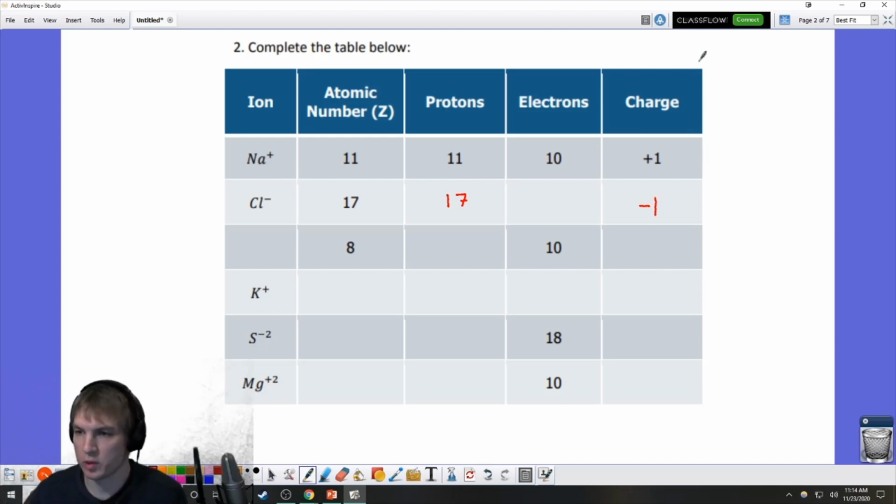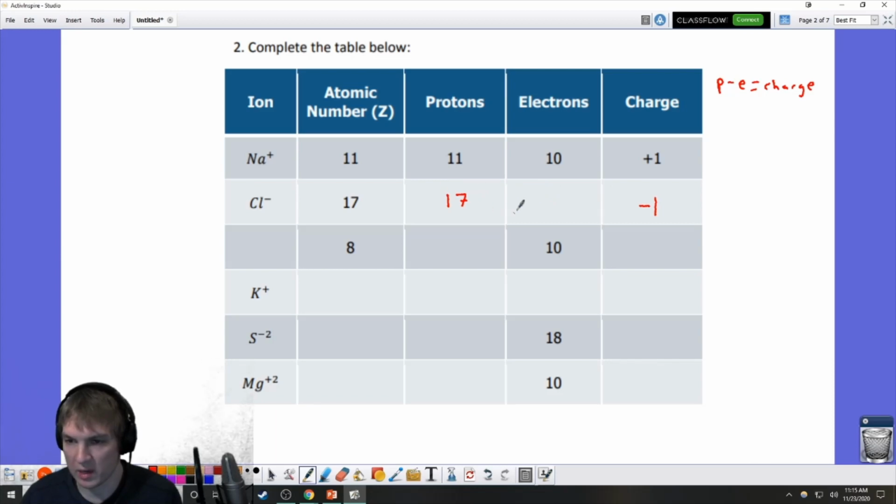Now remember, charge is always going to be protons minus electrons. So protons minus electrons equals charge. I'm going to put that here in the corner so that we remember it. So that being said, what number do we put here for the electrons in order to get -1 charge? We get 18 electrons. We know that chlorine is going to have 18 electrons.